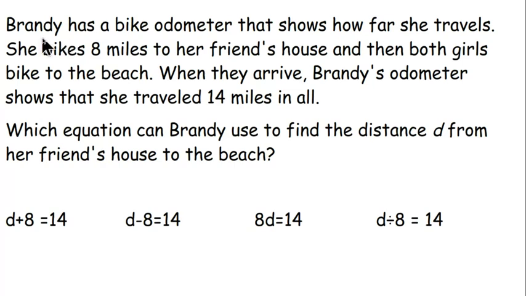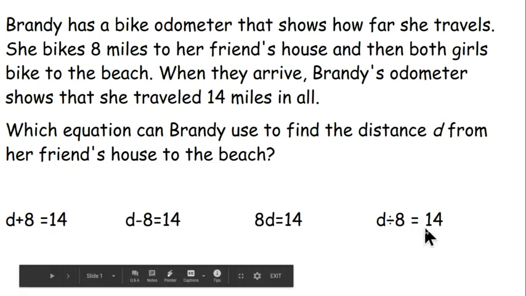So first thing, we always want to read the whole problem. Brandy has a bike odometer that shows how far she travels. She bikes 8 miles to her friend's house, and then both girls bike to the beach. When they arrive, Brandy's odometer shows that she traveled 14 miles in all. Which equation can Brandy use to find the distance d from her friend's house to the beach? And here are some of our choices.